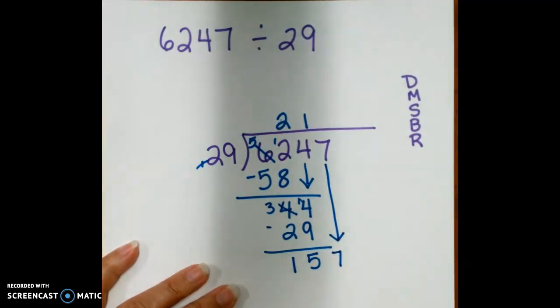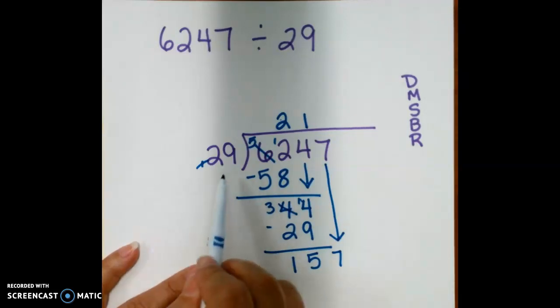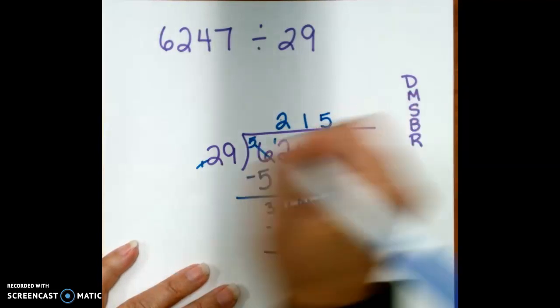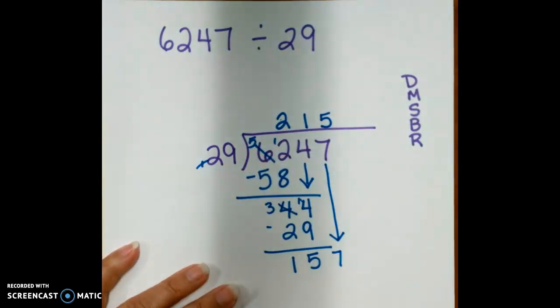Now I have 157 divided by 29. Now, 29, like I said before, is close to 30, and 157 is close to 150. So I'm going to try 5 as the number that I am going to multiply by. I'm going to say I can make 5 groups of 29 out of 157.